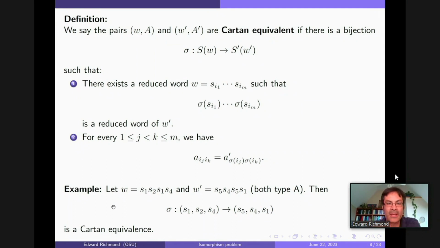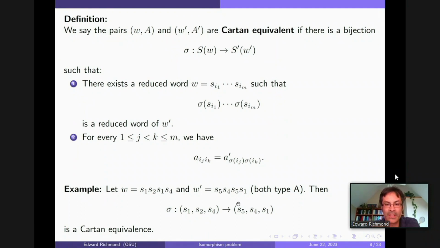So let's look at an example. Let's take W to be s1 s2 s1 s4, and W' to be s5 s4 s5 s1. Let's say they're both type A. And I claim that, if I look at this sequence and I map it to this, so the support of the first one is just 1, 2, and 4. The support of the second one is 1, 4, 5. And if I map S1 to S5, S2 to S4, and S4 to S1, I claim that this is a Cartan equivalence.